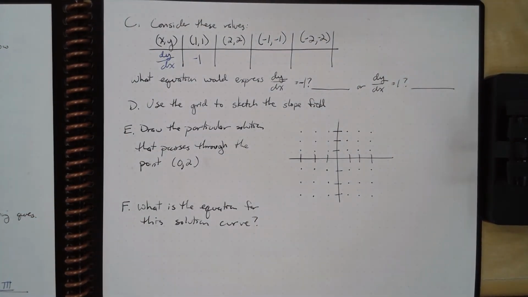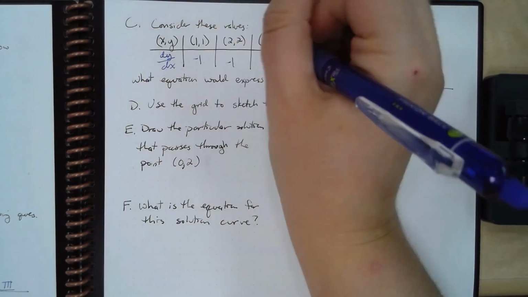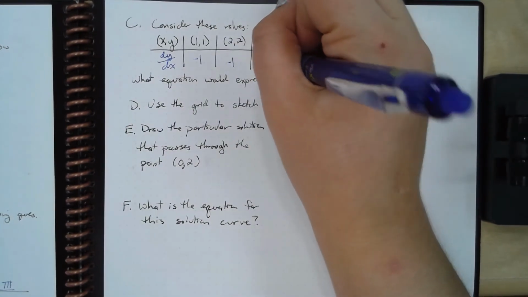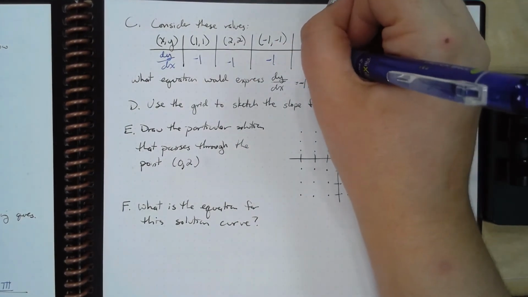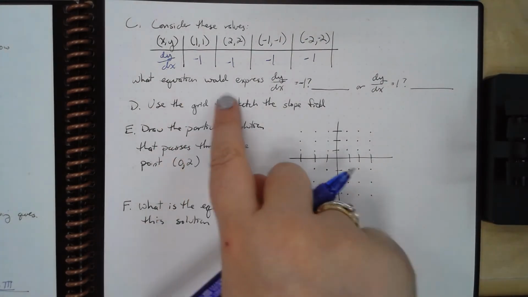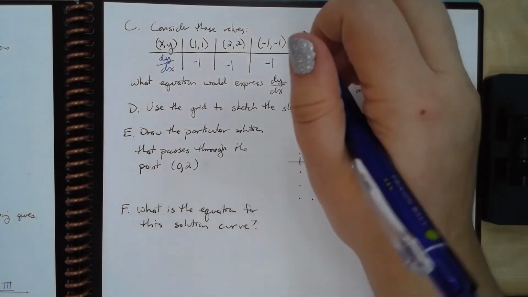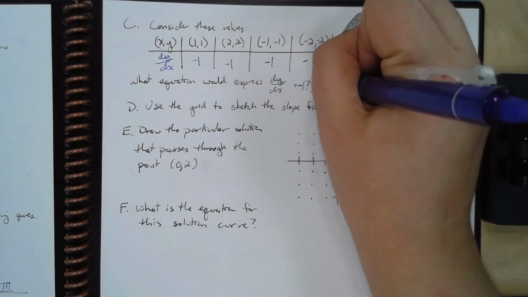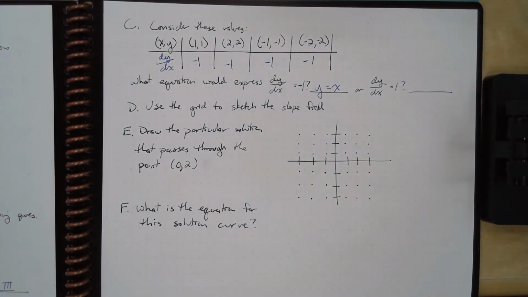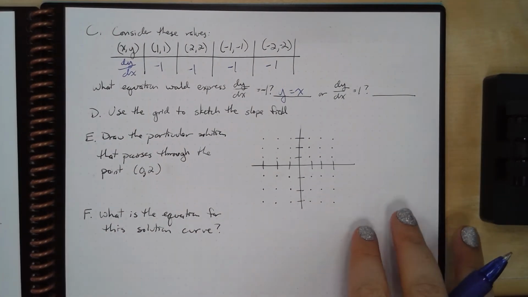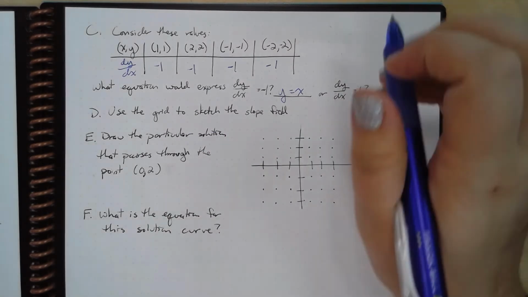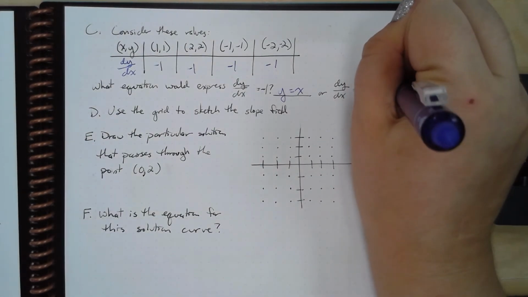At 2, 2, we're going to have negative 1. At negative 1, we'll have negative 1. And at negative 2, we'll have negative 1. So what equation is going to express dy dx equals negative 1? Well, in that case, y will be equal to x. And what about when dy dx equals a positive 1? Well, that's going to happen when y equals negative x.